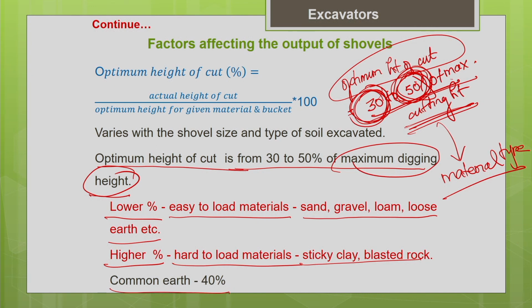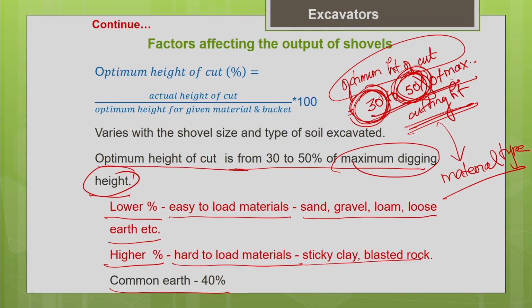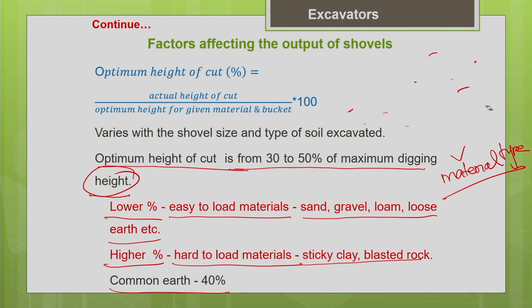This is how you have to find your optimum height of cut for the particular machine. Basically it depends upon the maximum cutting height possible for the machine, as well as upon the material type. So, based upon that I can find the optimum height of cut. So, you have determined the optimum height of cut for your machine depending upon the material type and the maximum cutting height for that particular machine.